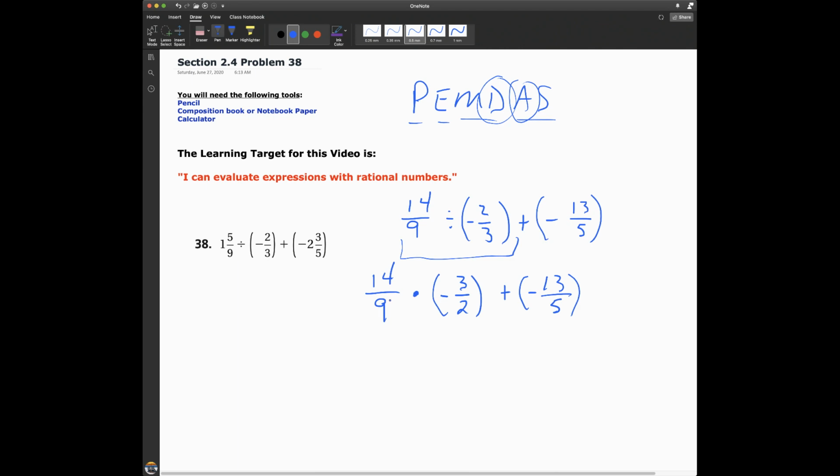Let's see if we can multiply here. A positive number times a negative number gives me a negative number. So it'll be negative, and then I can cancel. The 2 and the 14 cancel. 2 divided by 2 is 1. 14 divided by 2 is 7. And this becomes negative 21 over 9. 7 times 3 is 21, 9 times 1 is 9. And this answer should be negative. And then I'm going to add negative 13 over 5 to that.